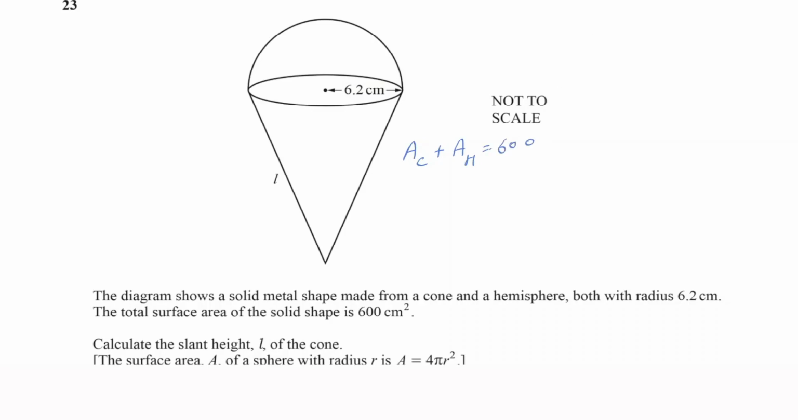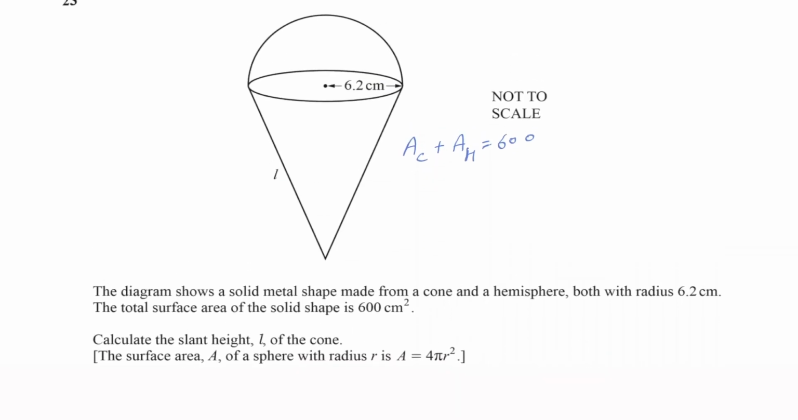So the surface area of the cone plus the surface area of the hemisphere will be equal to the total surface area. No, that's just the curved surface area, because we will not include this one in between. I hope you understand that. Then area of cone plus area of hemisphere is 600, that is given. We have to calculate the slant height, this one, L.